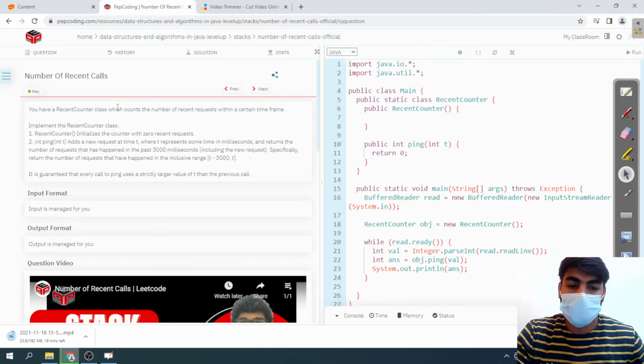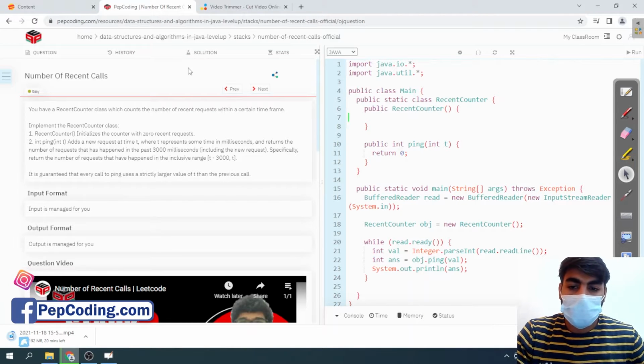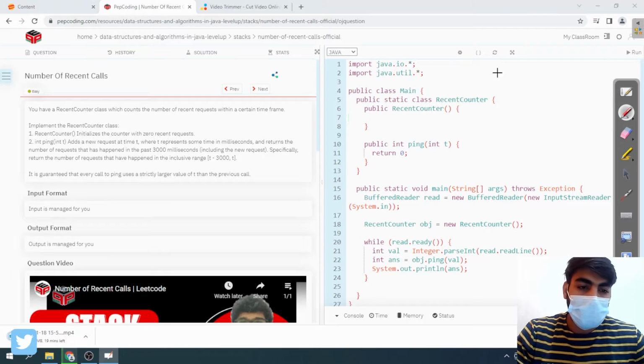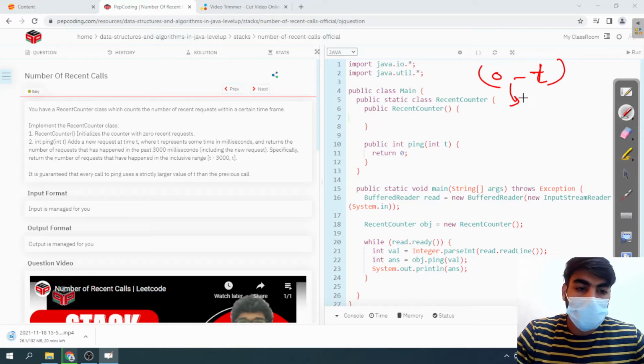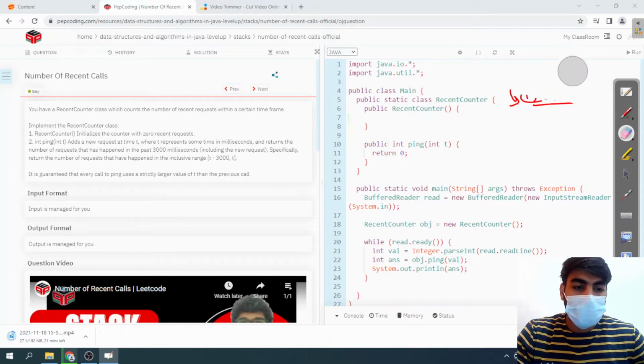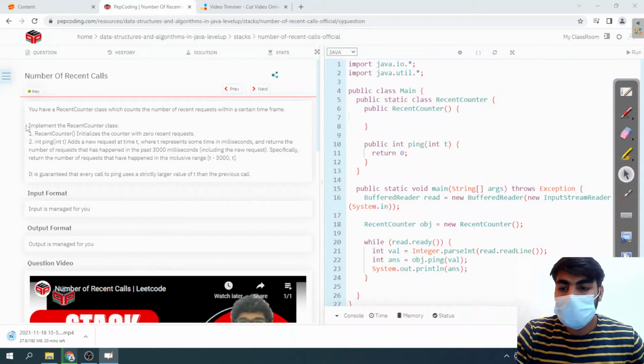So what does this line mean? We have a class recent counter, you can see here, and that counts the number of requests which come in a certain time frame. Let's see, we have 0 to t time frame. So in this time frame, how many calls come? Like 1, 2, 3, 4. All these calls are counted and then it returns these calls. Okay, now let's see what they are given in the next line.